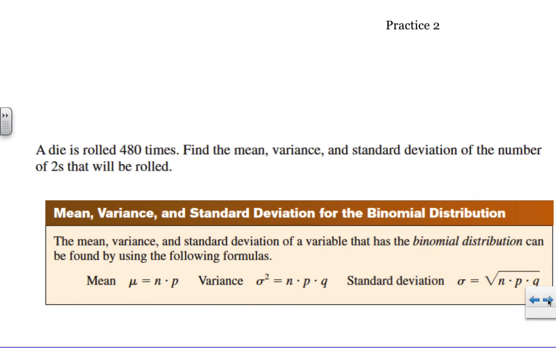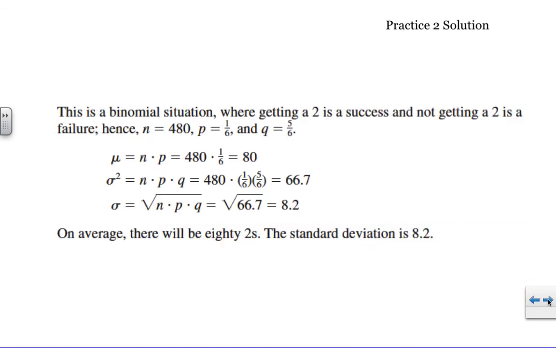All right, now your turn. So a die is rolled 480 times. Find the mean, variance, and standard deviation of the number of 2s that will be rolled. Okay, remember the probability of rolling any number on a die is 1/6. Okay, there's your answer.